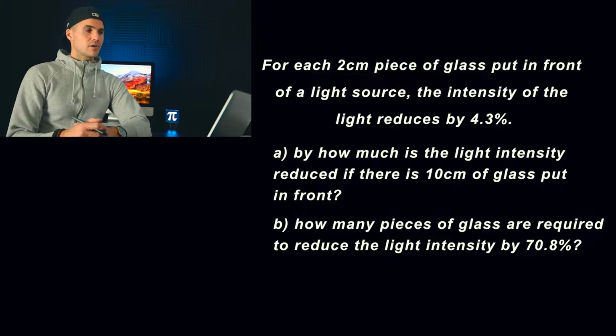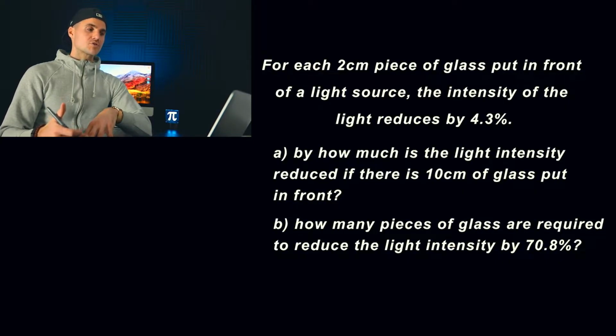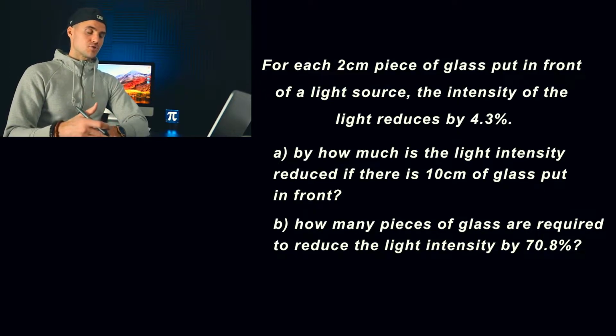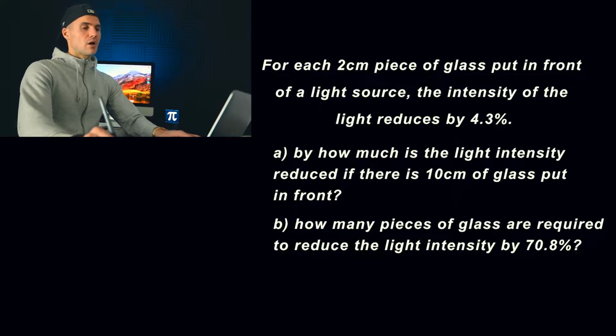And so what we are told here is that for each 2-centimeter piece of glass put in front of a light source, the intensity of the light reduces by 4.3%. And so given that information, we have to answer two questions. Part A, by how much is the light intensity reduced if there is 10 centimeters of glass in front of the light source? And then part B, how many pieces of glass are required to reduce the light intensity by 70.8%? Okay, so there is lots going on here.